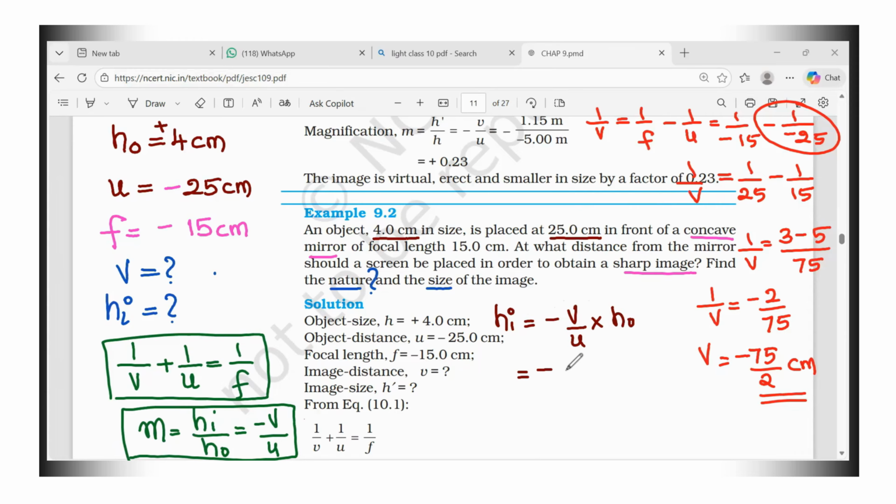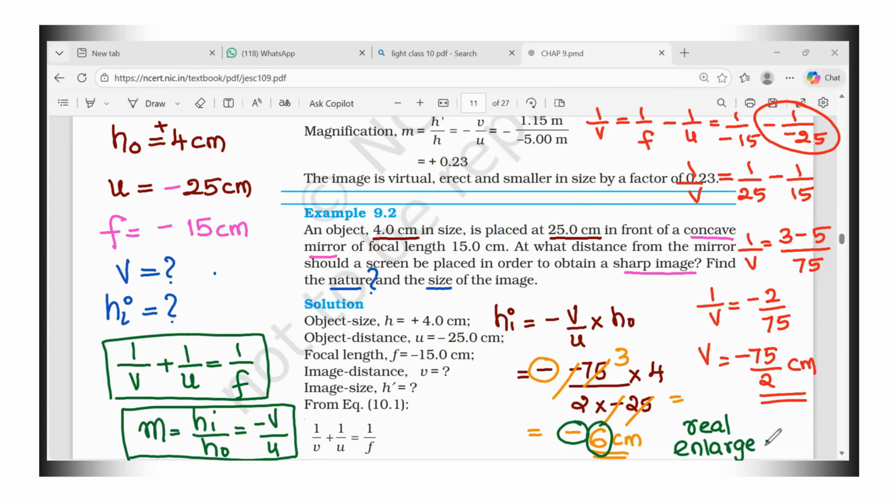So minus is already there. V is minus 75 by 2, U is minus 25 and HO is 4 centimeter. When you calculate this, you will get 3 into 4, 12. One minus will get cancelled, but one minus still remains. So this is equal to minus 12 by 2, which is minus 6 centimeter. So two things you can find from the magnification, children. One is the sign. The sign is negative, so it is a real image because it is inverted. And 6 is greater than 1, so it is an enlarged image. So a real enlarged image will be formed.